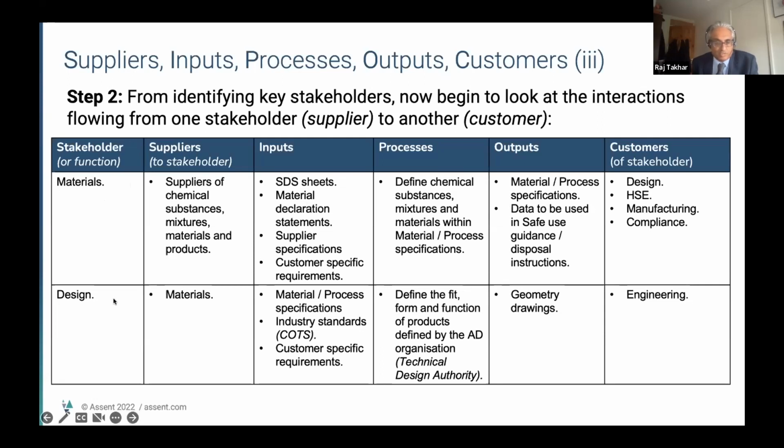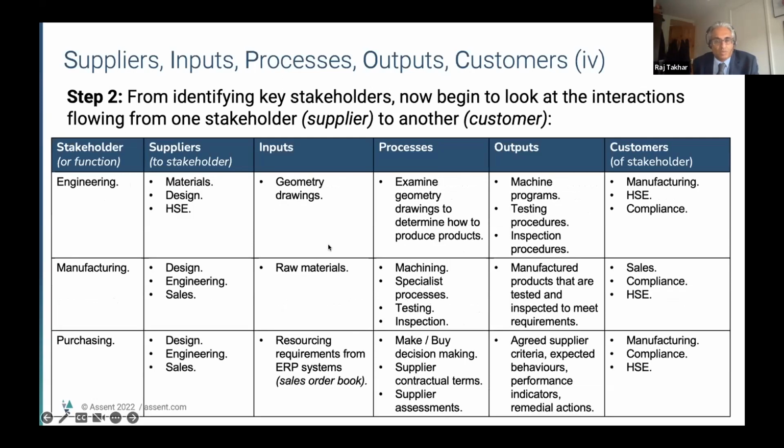It's the same if you look at design now. They're obviously going to look at what's available to them to make products, but they have to use the material specifications in order to create the geometry drawings that are always based in aerospace on fit, form, and function that are then used by engineering. I'll whiz through these. So engineering obviously need the geometry drawings to then produce the machine and test and inspection procedures. Manufacturing would then say, well, we've actually got to produce it.